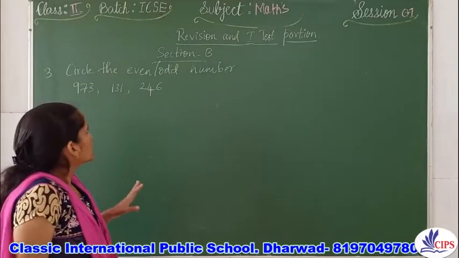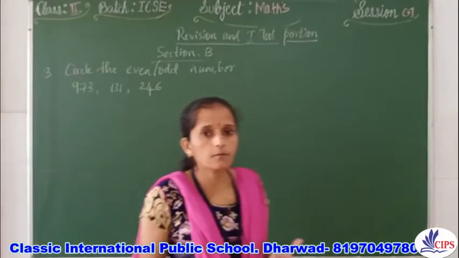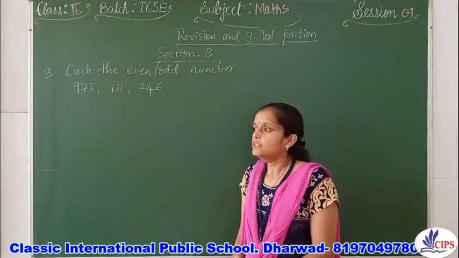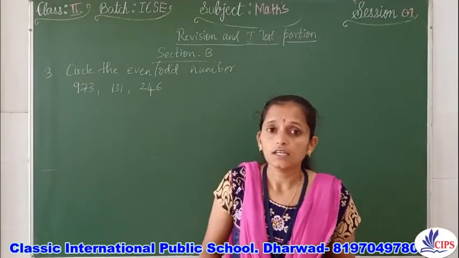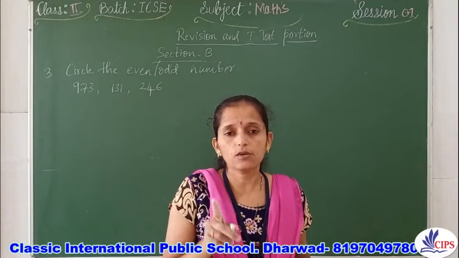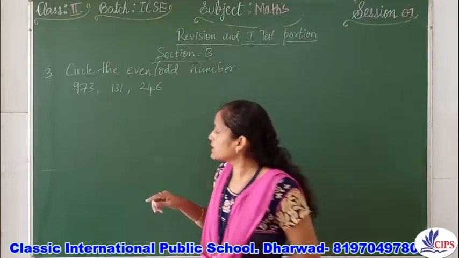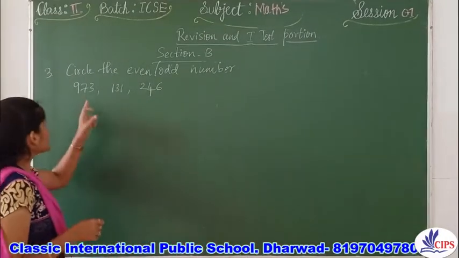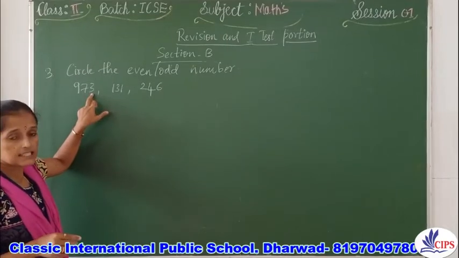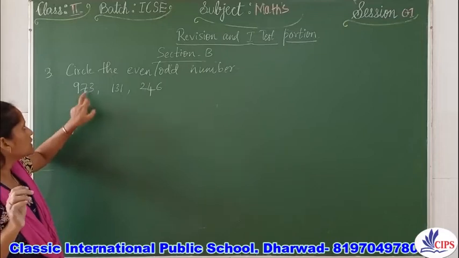First, what is an even number? So for that, what to do, children? Even numbers are the numbers which make pairs. You need to go to the ones place of the given number and check whether the number is in the 2 table or not. So here in 973, 3, is it there in the 2 table? No. No means it is an odd number.